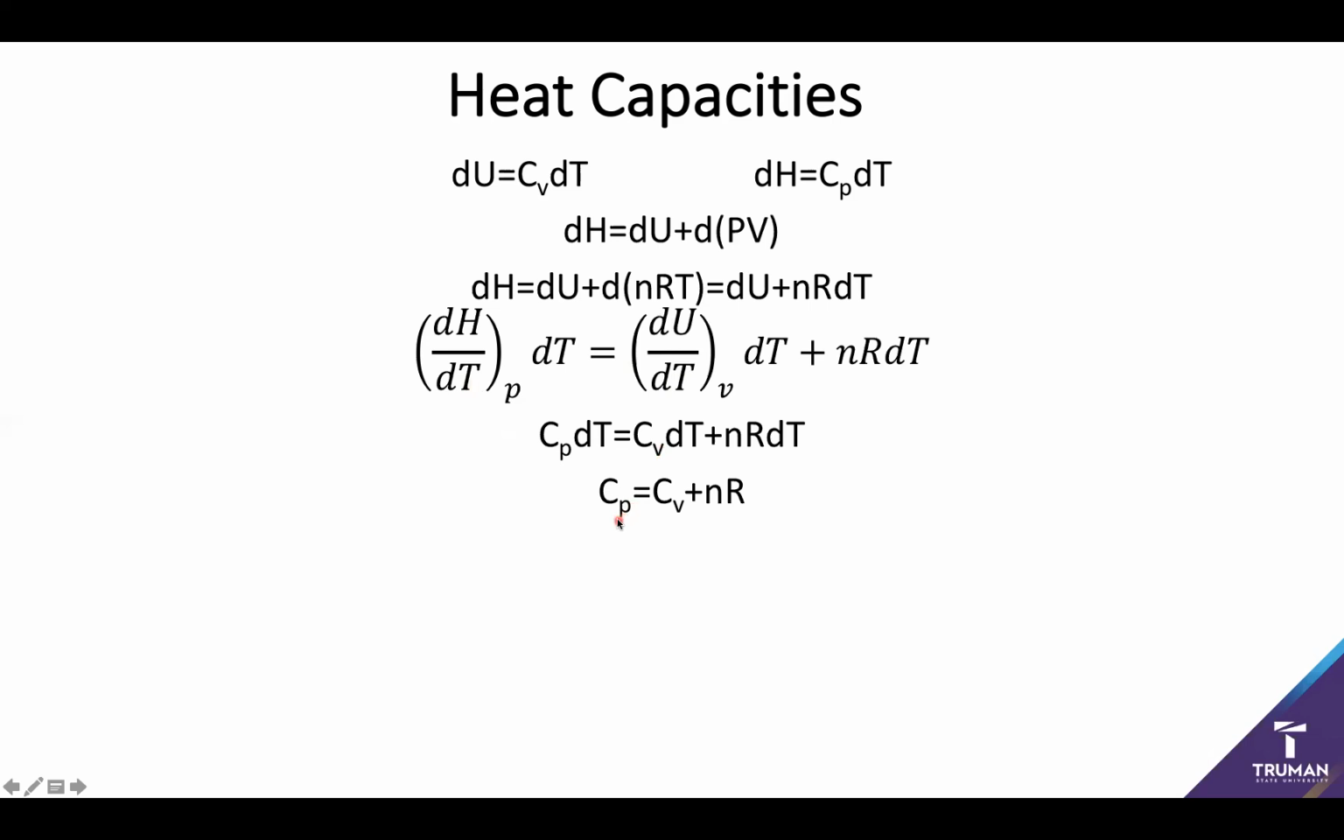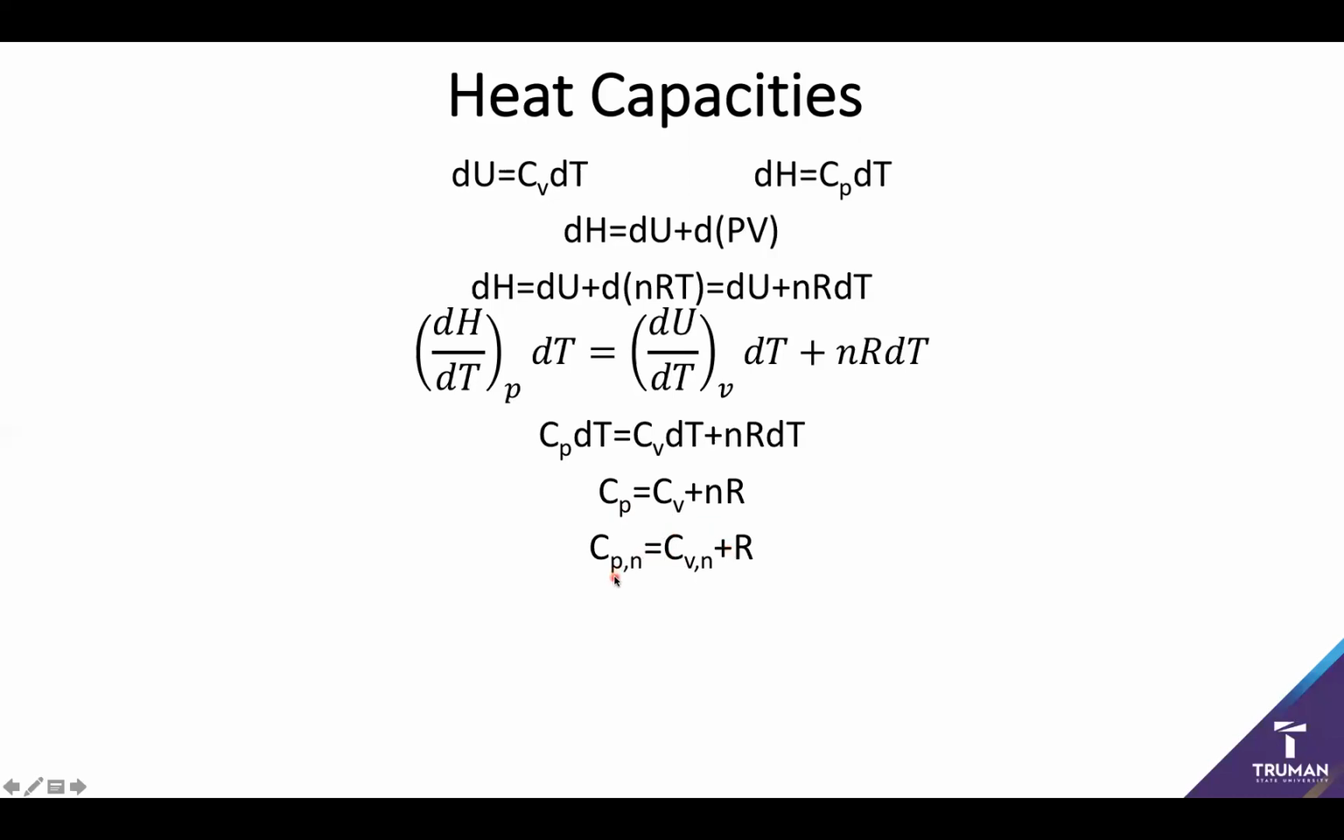When we do this, what we find is that our isobaric heat capacity is related to our isochoric heat capacity by essentially a linear deviation of n times R, so the number of moles times the ideal gas constant. However, we can also change from total heat capacities to molar heat capacities by simply dividing each of these terms by n.